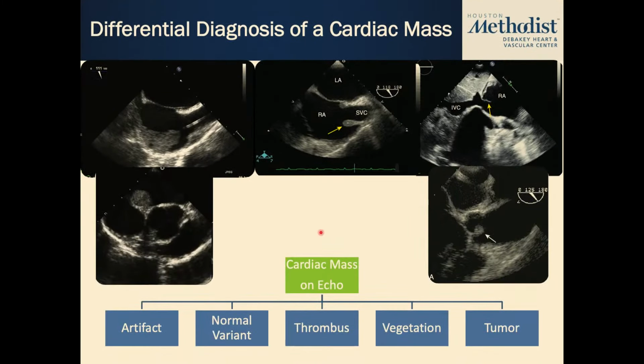So to begin with, how do we assess the differential whenever we usually start on echo and we see a cardiac mass, right? Whenever you see a cardiac mass, it's usually one of 5 things. Either an artifact, or it's real but it is a normal variant, or it could be a thrombus, a vegetation, or a tumor. These are the options. And obviously within each, there are a few other differentials.